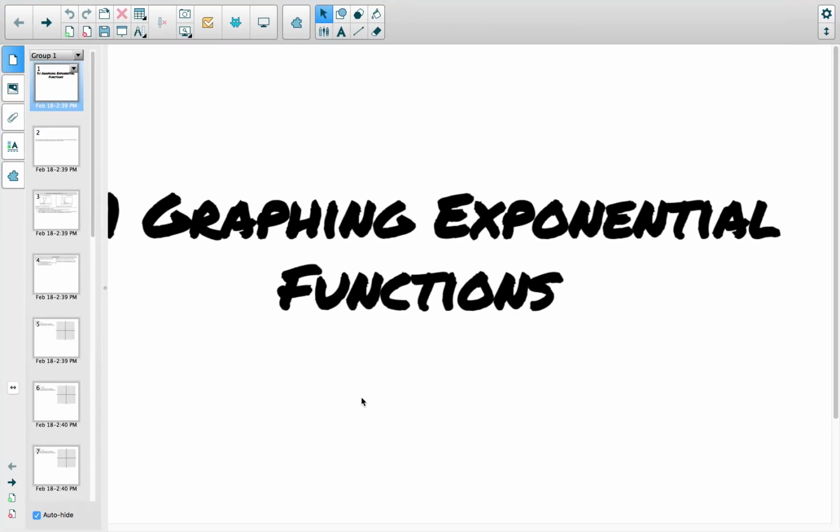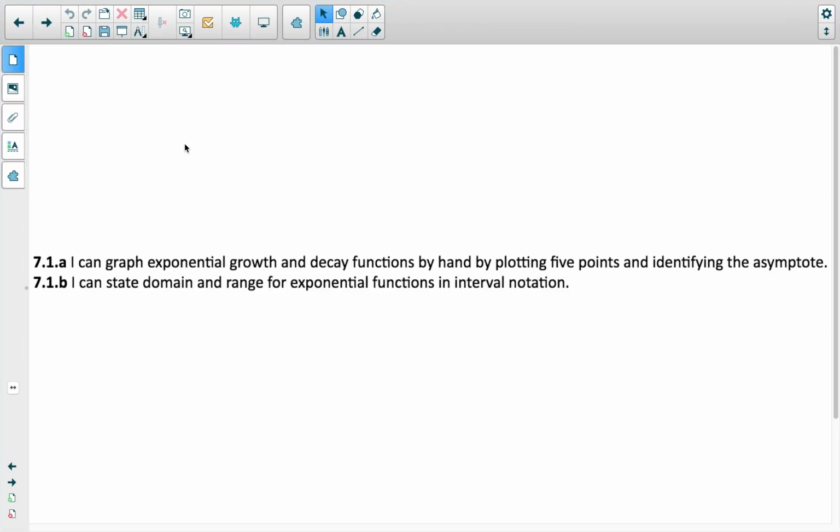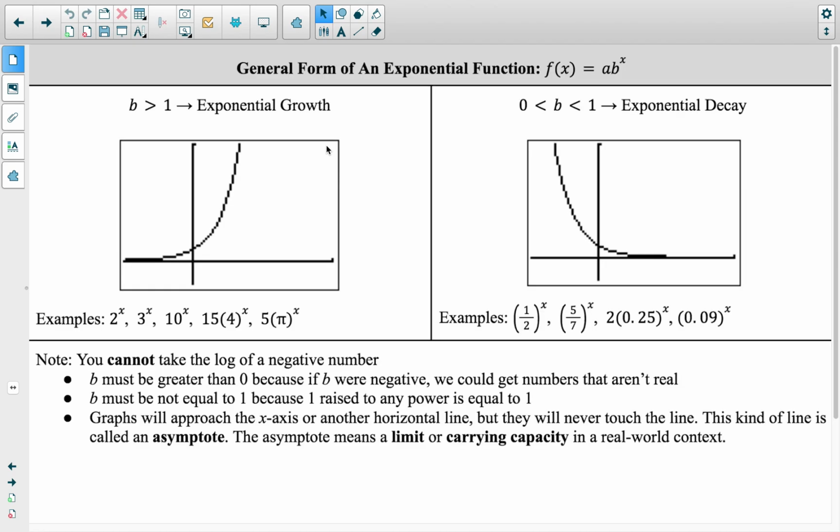Alright, this is 7.1, all about graphing exponential functions. If you've ever heard of exponential growth and decay in a science class, this is the math side of things. Things that grow exponentially are known as exponential growth functions. Things that decrease exponentially are known as exponential decay.